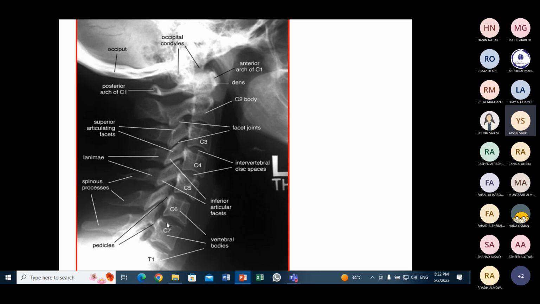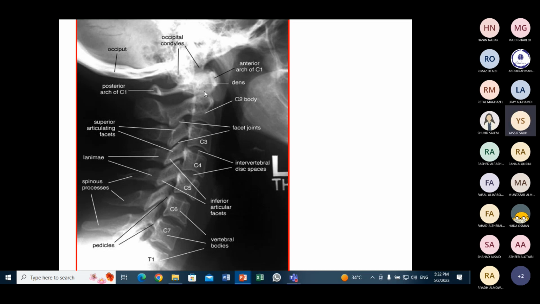Notice that the disc is not seen in the plain X-ray. This is the area of the disc spaces, and these are the spinous processes, posteriorly oriented spinous processes, and these are the pedicles. And this is the superior, and this is the inferior articulating facet. Between them, there is a facet joint between the inferior and superior articulating facets.